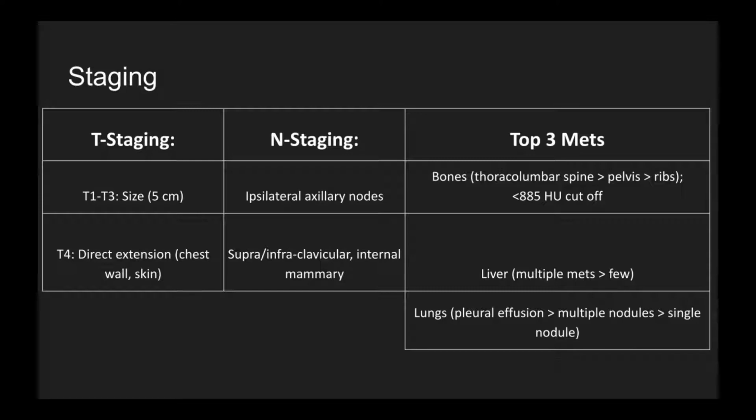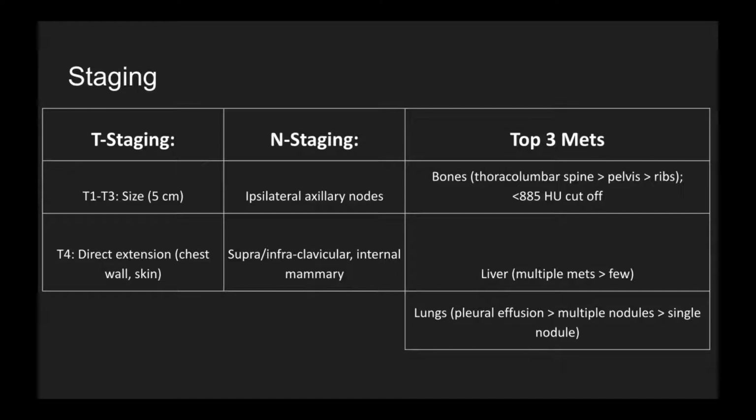Lastly, I try to think about where metastatic disease is most likely to be found. In breast cancer, it's going to be the bones as number one, with the thoracic and lumbar spine being the most common, followed by the ribs and pelvis. It's important to think about this 885 Hounsfield units cutoff, because anything less than 885 Hounsfield units would be suspicious for metastatic disease, versus everything above it is going to be likely a bone island. But this cutoff does not work for treated metastases.